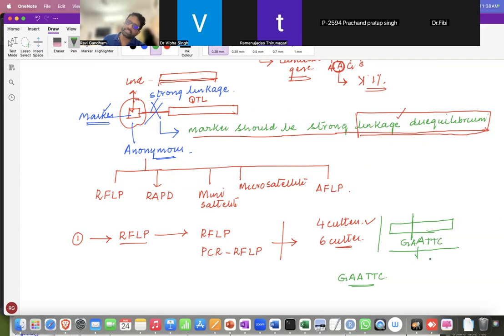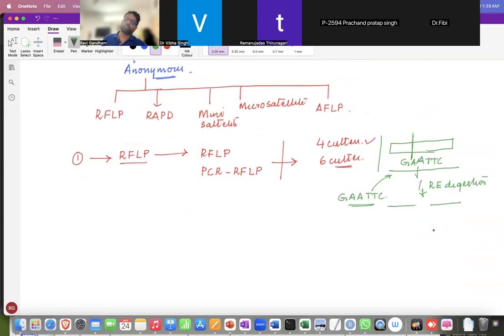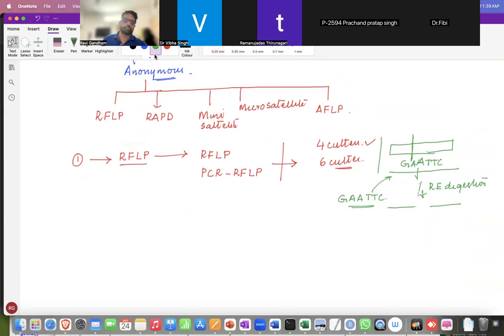Now, in the first individual, if you are using this and cutting it, what happens? You have a segment here and a segment here that is cut after the RE digestion. So after RE digestion, what do you have? You have a specific segment. You have different segments which are cut exactly. Now, this is the individual of interest.